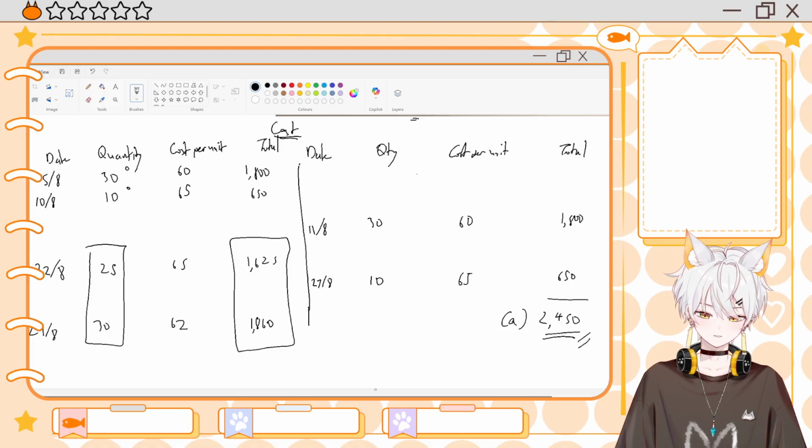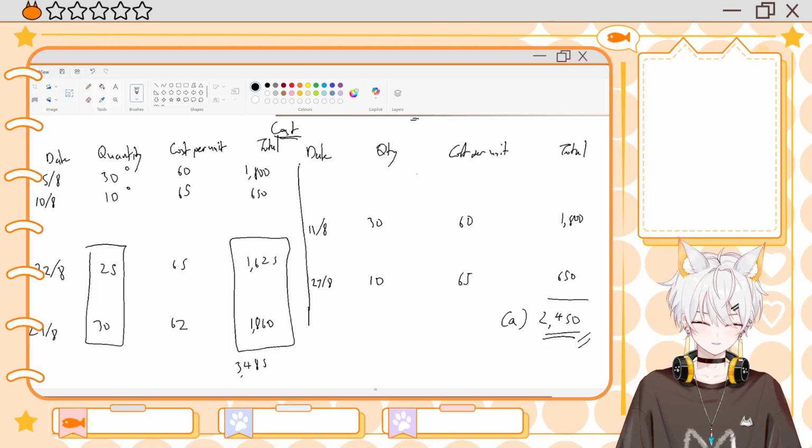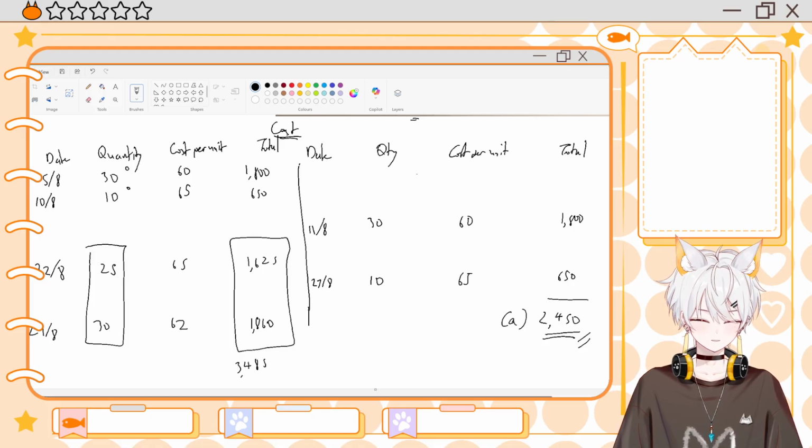So 1625 plus 1860 would come out to 3485, I believe. Yep, correct.